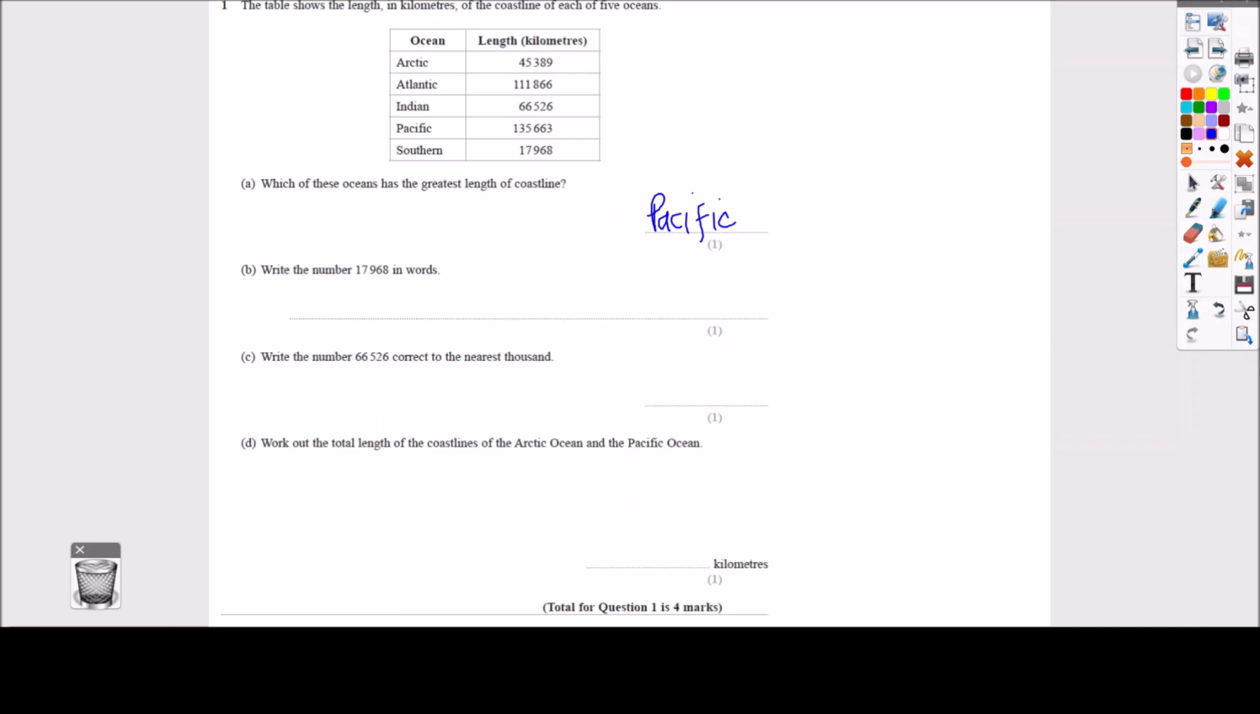Okay, part B. Write this number 17968 in words. Well, that's 17,000. 17,000. 968.